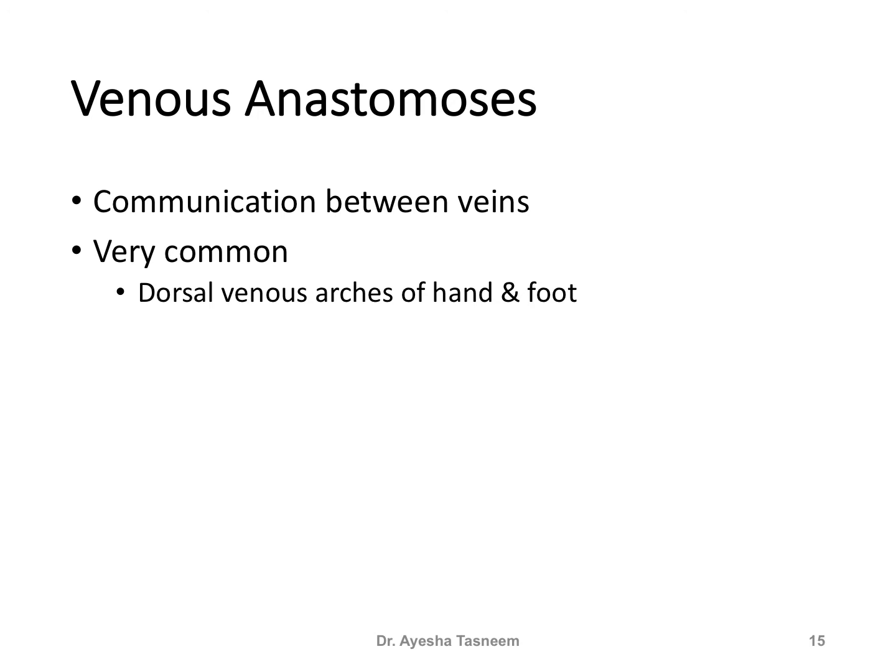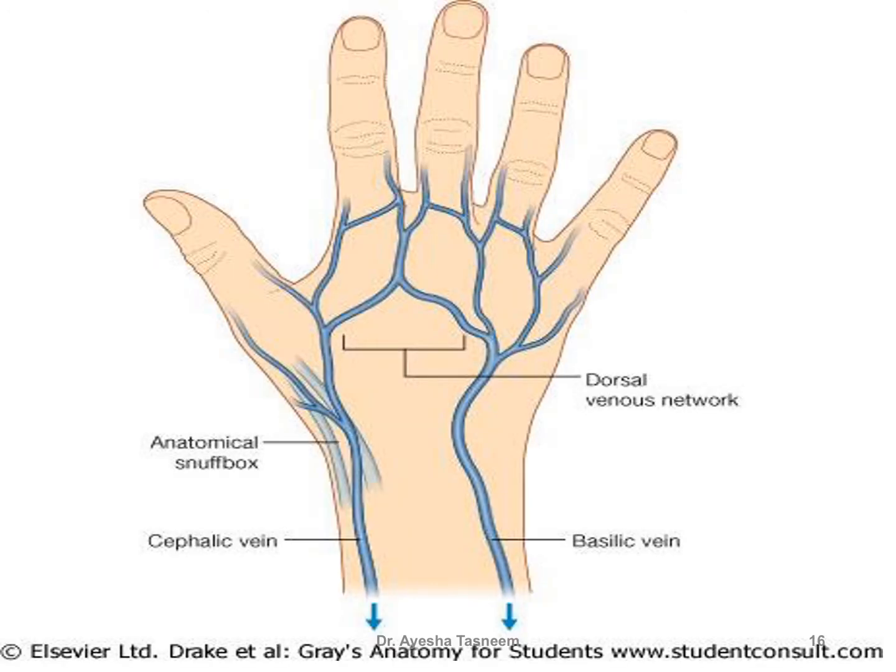Now we come to the venous anastomosis. This is the communication between the veins, and it is a very common type. The prominent example is the dorsal venous arches found on the hands and the feet. Here you can see the dorsal venous network, and the two veins, the cephalic and the basilic veins. They are forming a network, and that serves as anastomosis.